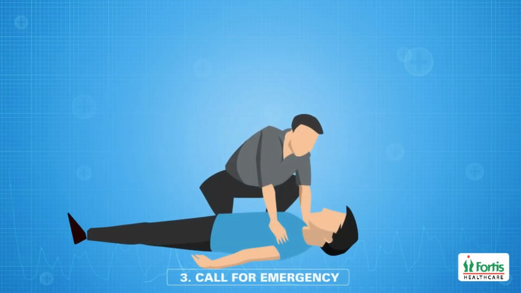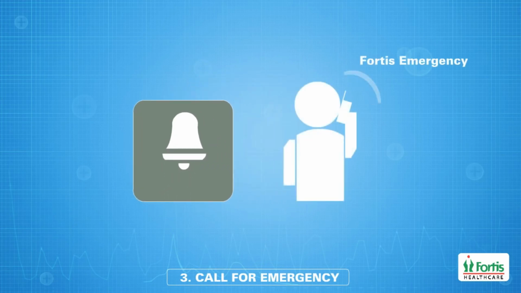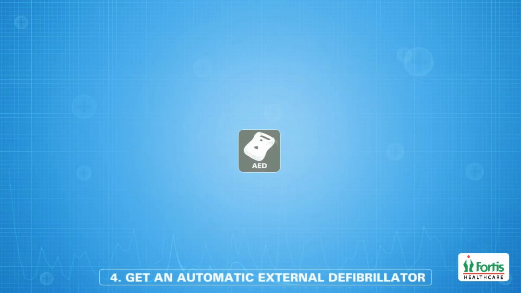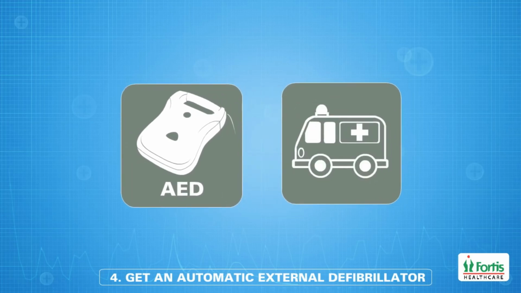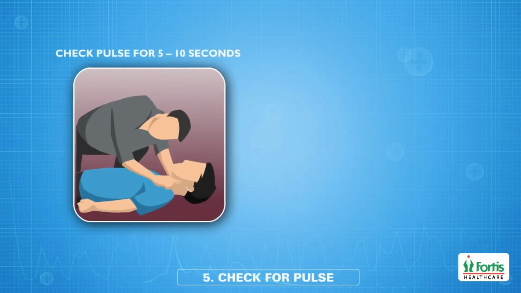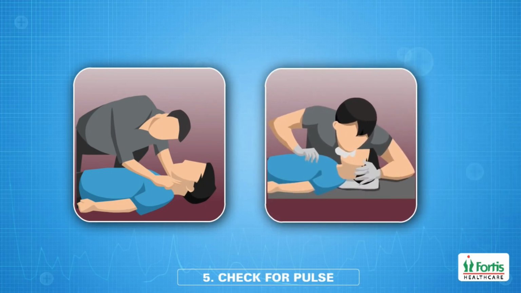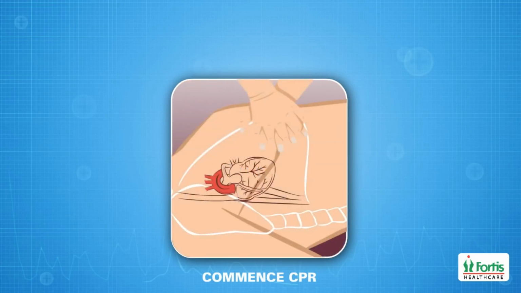3. If the casualty is not breathing normally, raise an alarm and call 105010 for emergency immediately. 4. Get an AED, automatic external defibrillator, as soon as possible if available, or ask the ambulance to get one. 5. Meanwhile, check the carotid pulse for not more than 10 seconds. If you find the pulse, support the casualty with rescue breaths. If you cannot find the pulse within 10 seconds, commence CPR immediately.